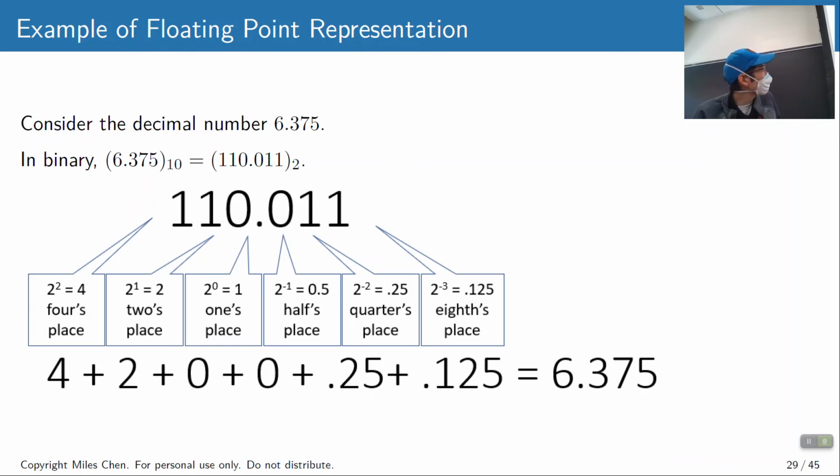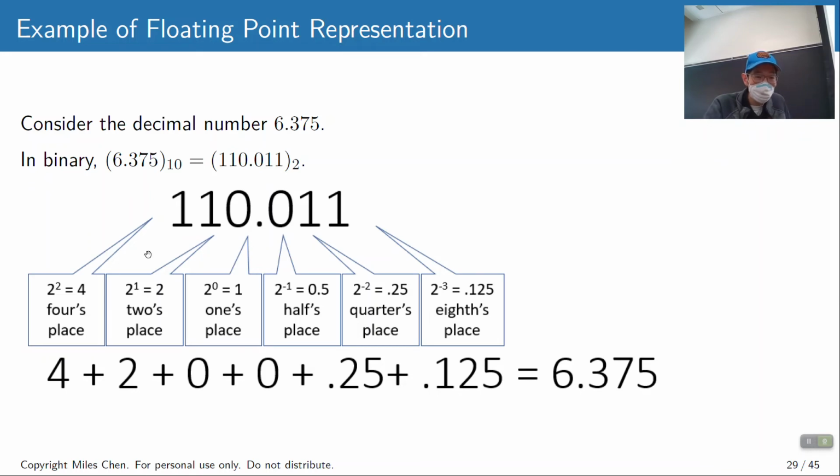So this is how we could represent some number, like 6.375 in decimal: 6 and 375 thousandths, or 6 and 3/8. In binary it would be represented like this.